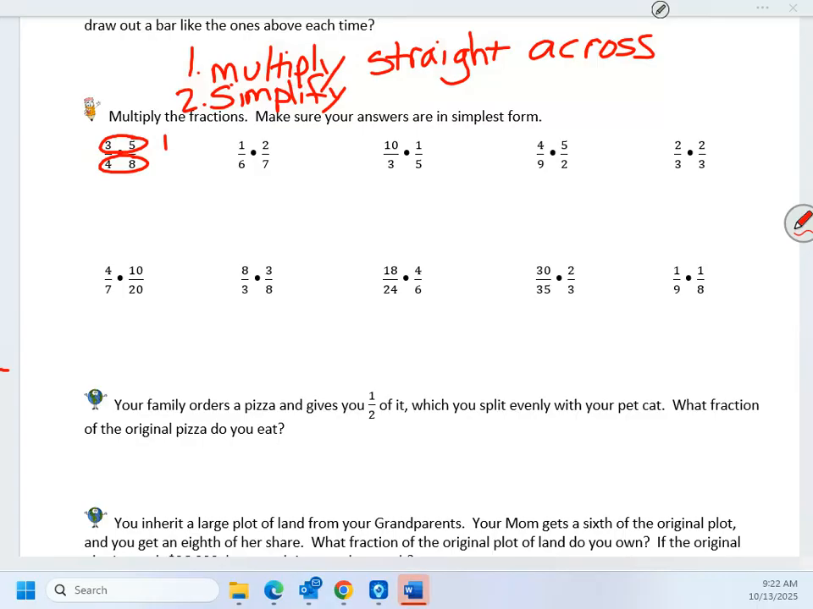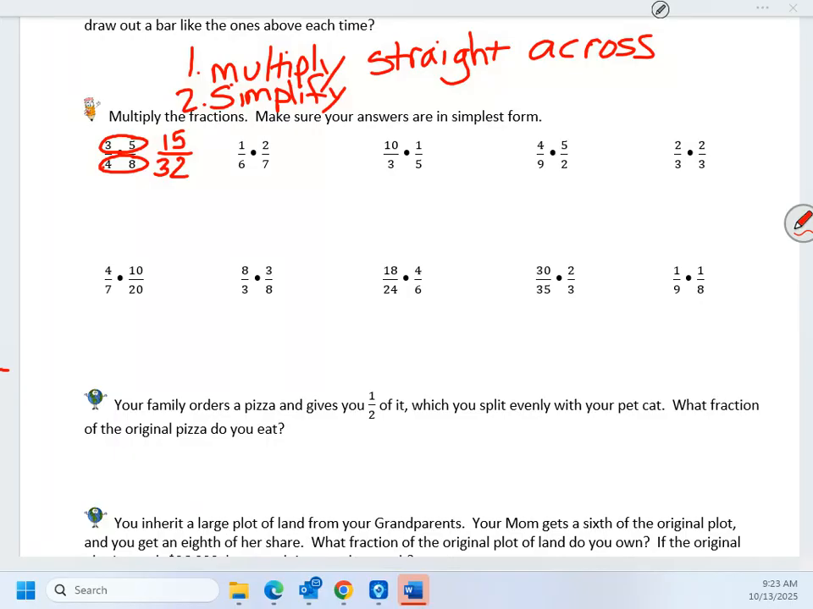3 times 5 is 15. 4 times 8 is 32. Biggest mistake people make here is they get the multiplication facts wrong. So always check your math with that multiplication table. Make sure you're multiplying correctly. Second biggest mistake people make is they give us common denominators. We do not need common denominators for this. You just multiply across. Don't overcomplicate it. Multiply across. It's that easy.